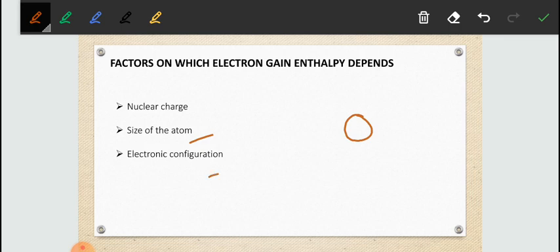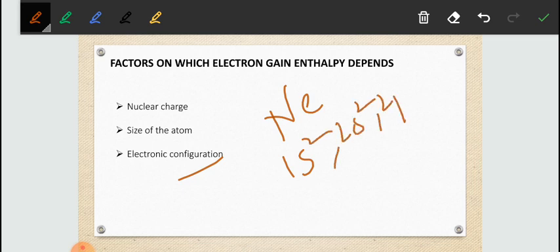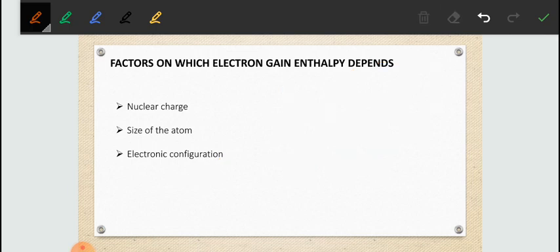In case of electronic configuration, the elements which have a stable electronic configuration, half filled or completely filled valence subshell, show very small tendency to accept an additional electron. The elements which are already fully filled, for example neon, 1s2, 2s2, 2p6, will not add any electron to their orbital or shell. So they have very little tendency to add an electron, so they will not show electron gain enthalpy. They will not release any type of energy.